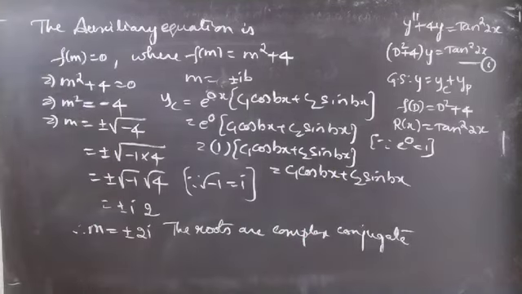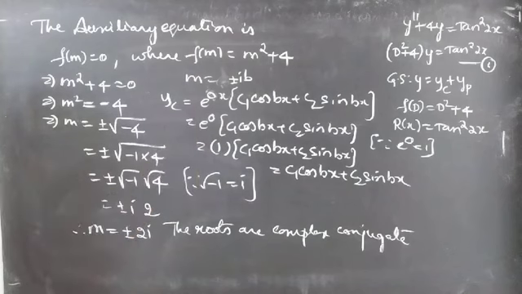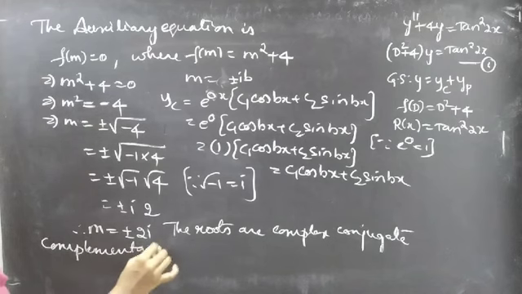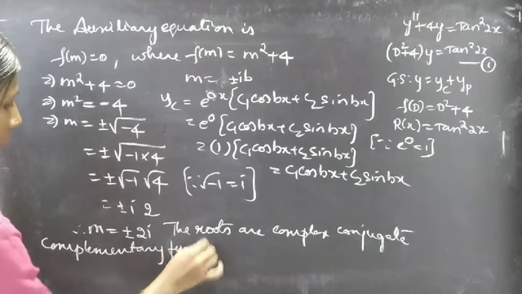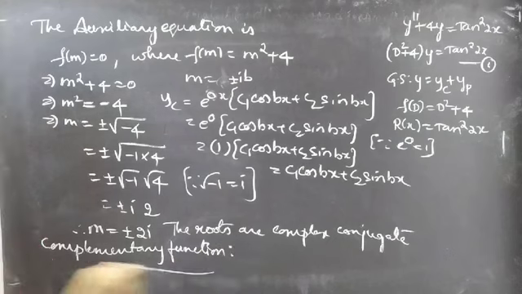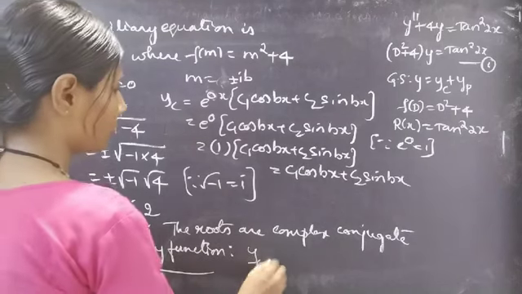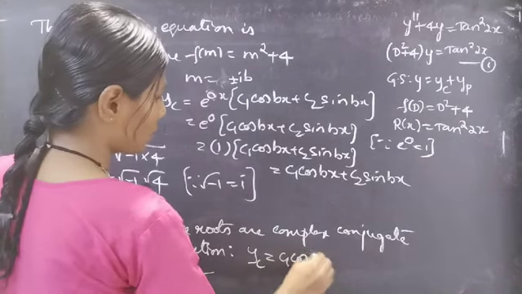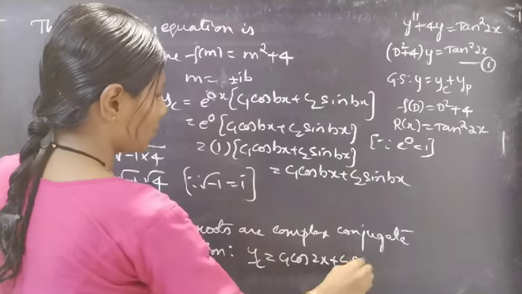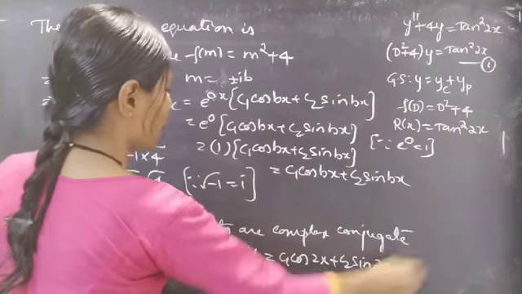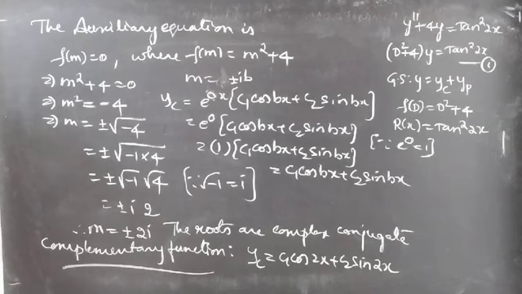Now just compare plus or minus 2i with plus or minus ib, then for b equal to 2 you'll get the complementary function yc equal to c1 cos 2x plus c2 sin 2x. So we got yc now. Let's now find yp.